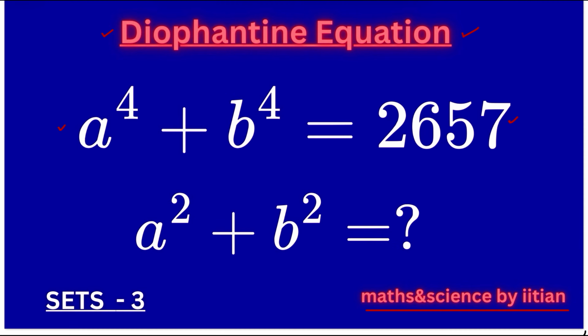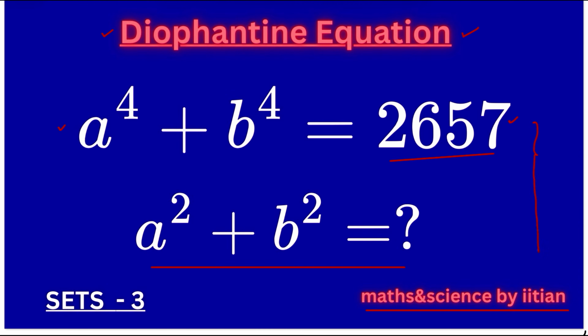We have to see whether 2657 has any factors. Is it a prime number? If not, then we have to proceed to find out a square plus b square is equal to how much. There is only one equation in the fourth power, and we have to find the value of two unknowns. We will also discuss how this problem can be represented in a set builder form, and how to solve it if the question is given in set builder form.